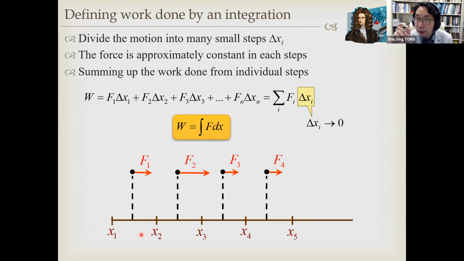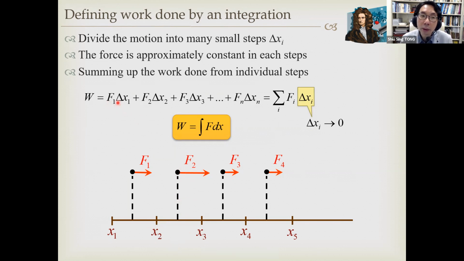Now, if x1 and x2 are sufficiently close to each other, then the value of F1 doesn't change much. It's a good approximation over the whole interval. Similarly, if I choose F2 to be the representative force in this space interval, then I assume that x2 and x3 are very close together, so the force is almost equal to F2 without any changes inside the interval. And so we have x3 and F4.